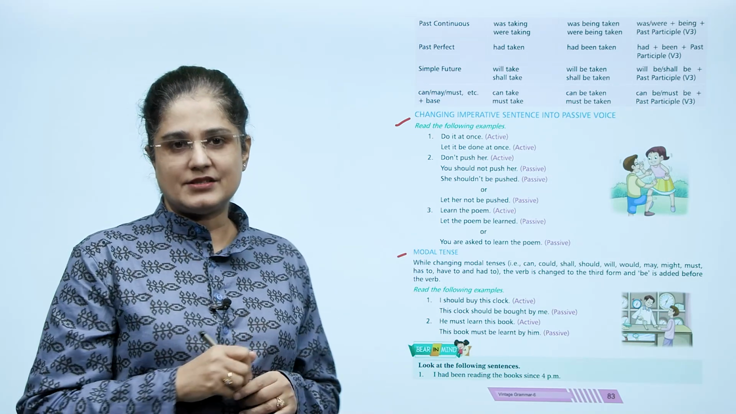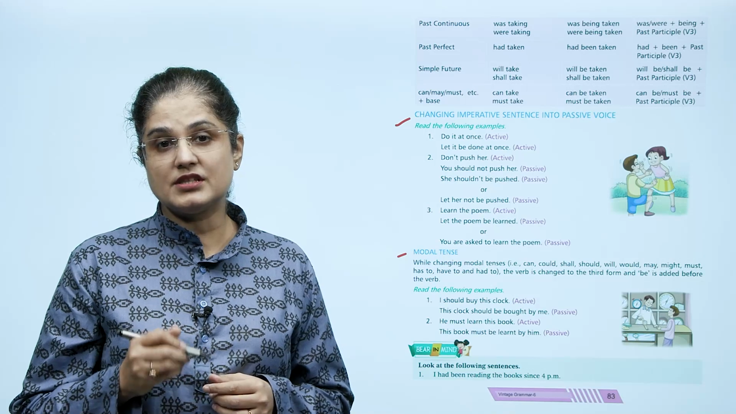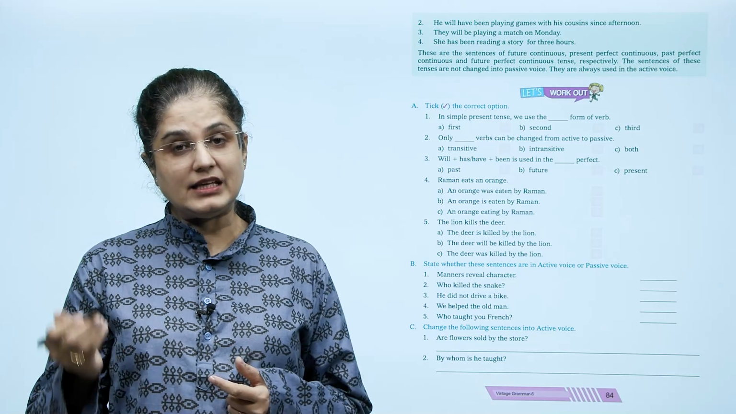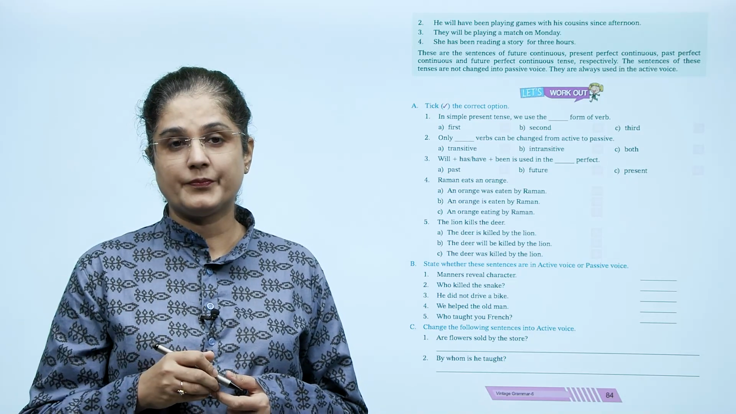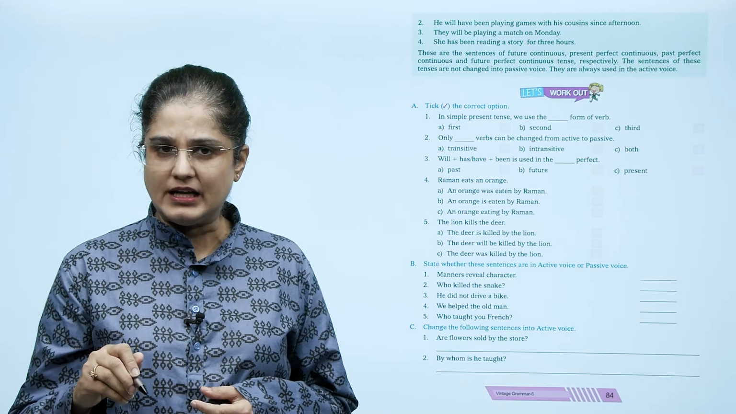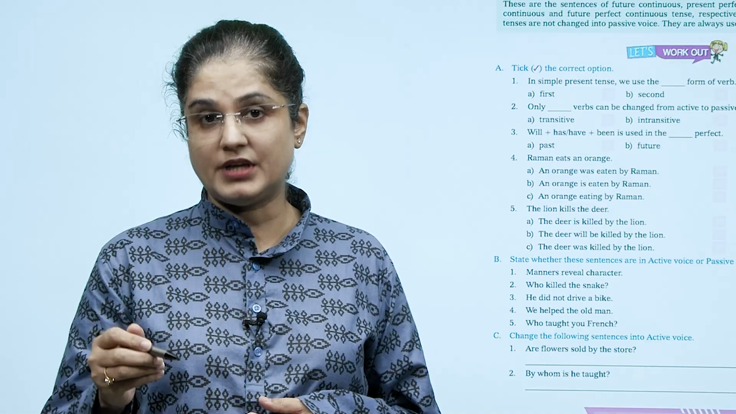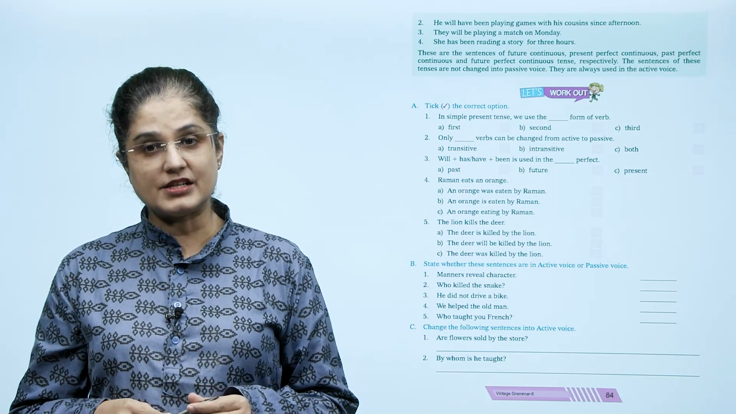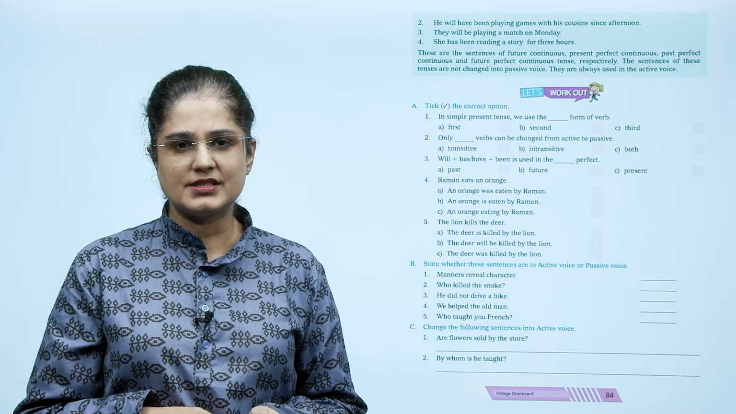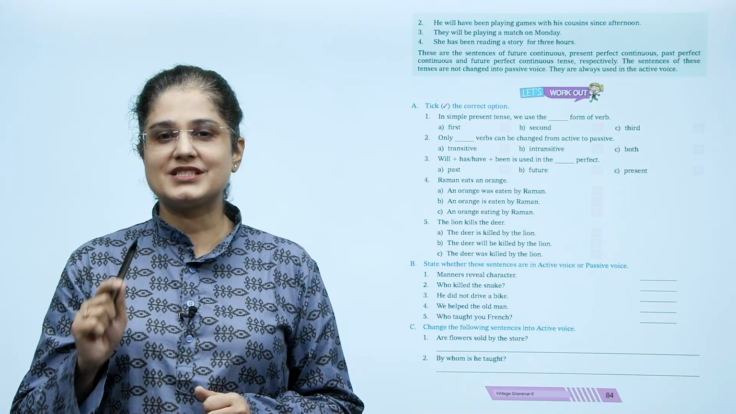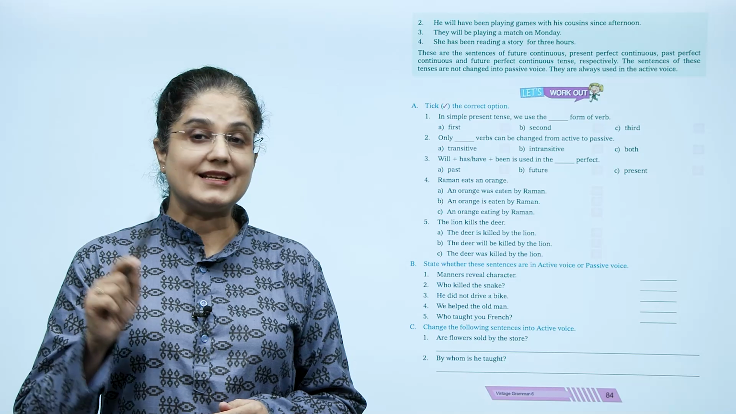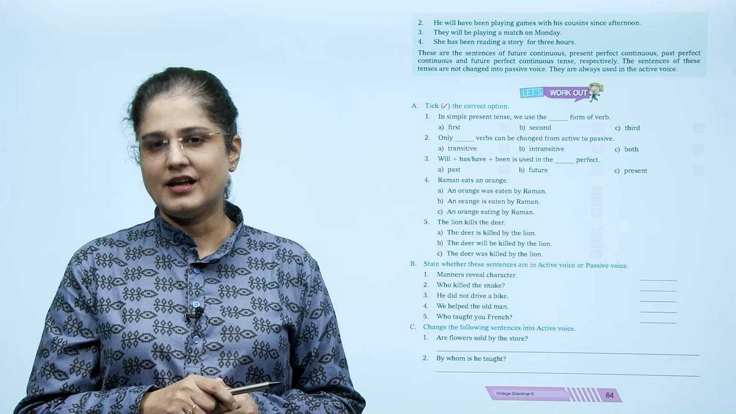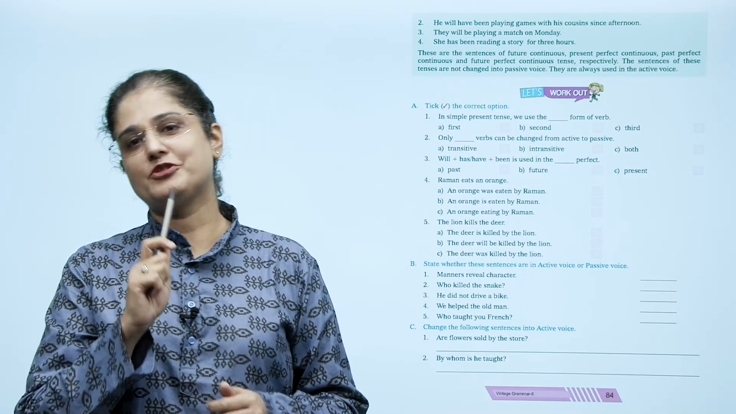If we look at the following sentences like I had been reading the book since 4 p.m. He will have been playing games with his cousins since afternoon. They will be playing a match on Monday. She has been reading a story for 3 hours. These are the sentences of future continuous, present perfect continuous, past perfect continuous and future perfect continuous tense respectively. The sentences of these tenses are not changed into passive voice. They are always used in the active voice.